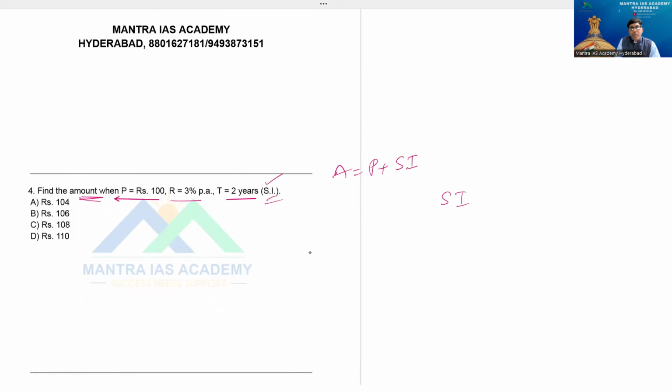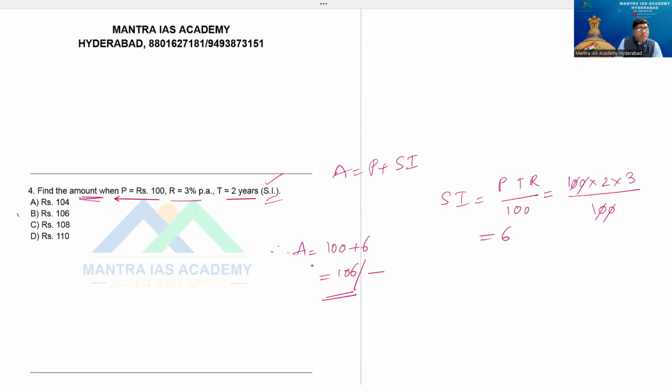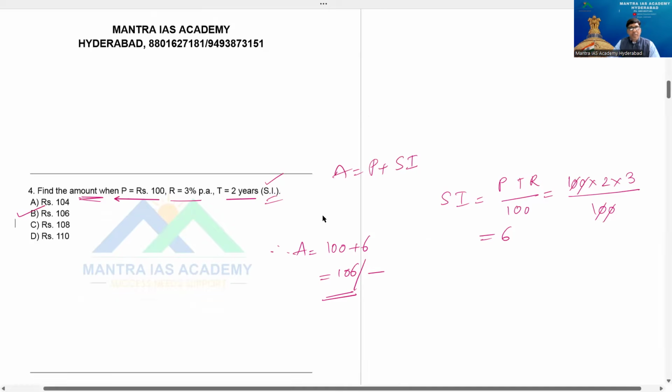Therefore, SI is equal to PTR by 100. Again, for the sake of the formula, I'm writing that. T is 2, rate is 3% by 100. The zeros cancel, so simple interest is equal to 6 rupees. Therefore, the amount is 100 plus 6, exactly 106 rupees. This is option B, the second option. Answer is 106.